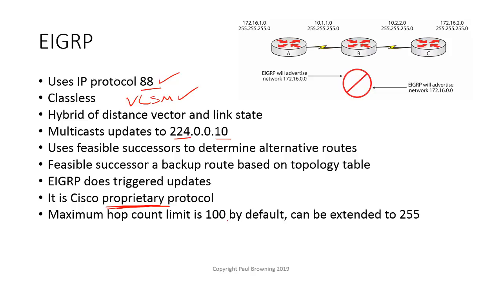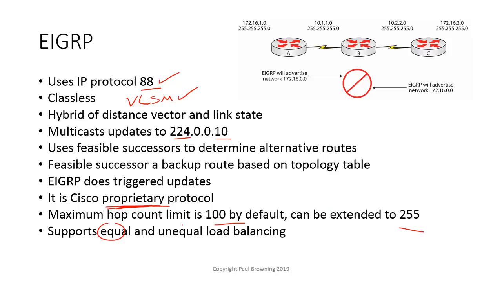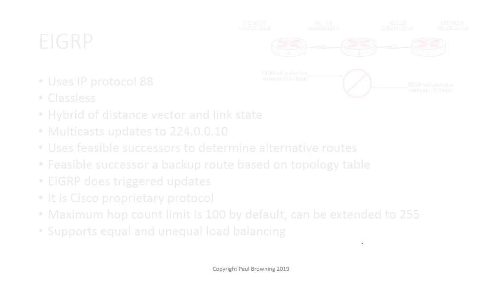Maximum hop count, the limit is 100 by default. You can actually extend it if you so wish. Please do take expert advice if you do this, and that's to 255. You can support equal and unequal cost load balancing, so you can have a high speed link and a slower speed link, and it would share the traffic. This is just an estimate, depending on how you configure it and what the defaults are. It would say 90% over the super fast and maybe 10% or so over the slower link.